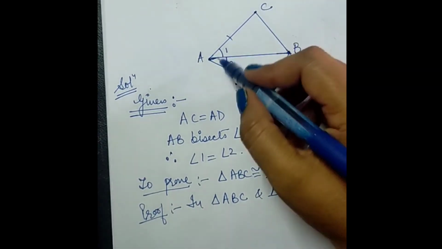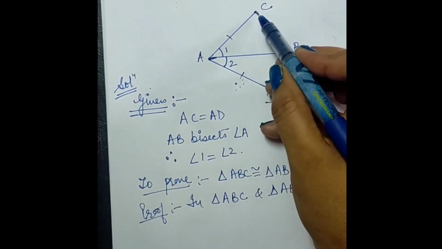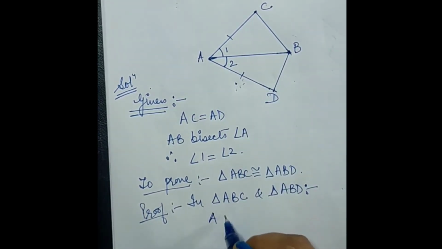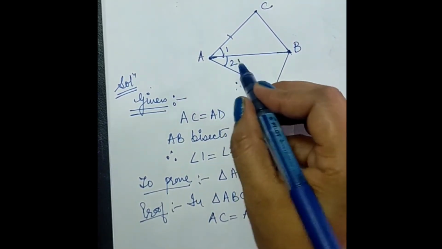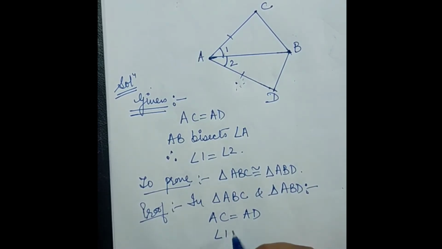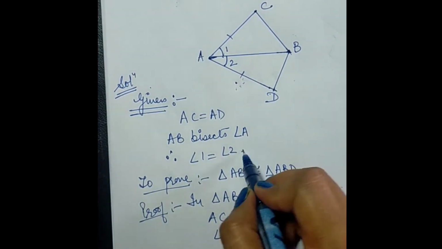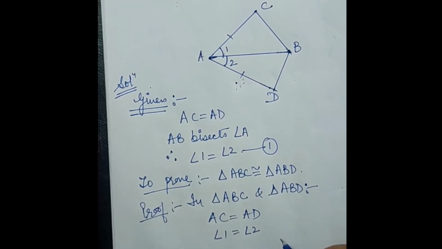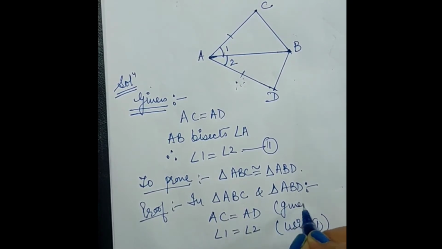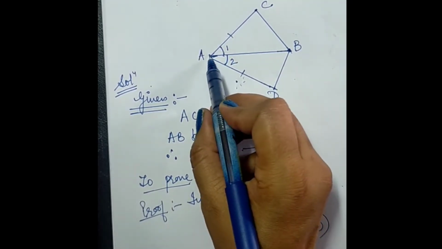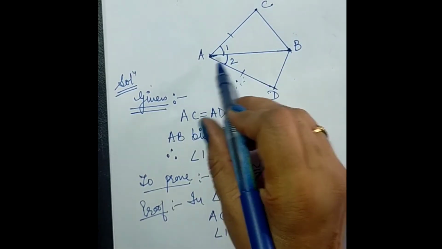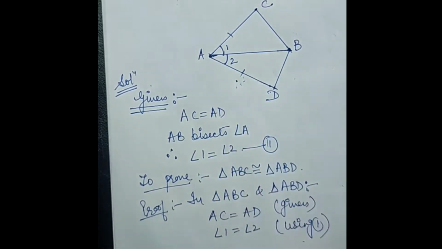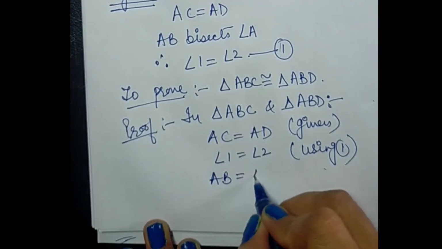So you can see in triangle ABC, AC is equal to AD, that is what I have mentioned. Then angle 1 from this triangle and angle 2 from this triangle: angle 1 is equal to angle 2. This is already given. And the third thing is AB is coming in triangle ABC, and AB is also coming in triangle ABD. That means AB is common in both the triangles.